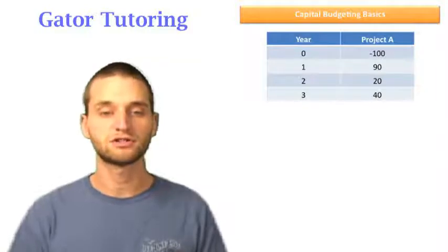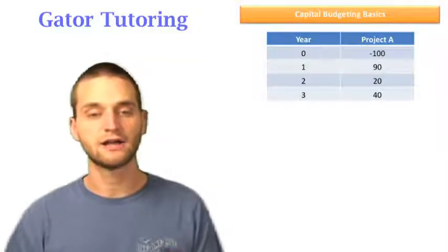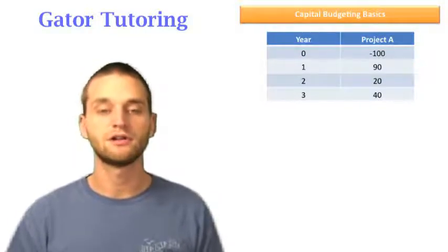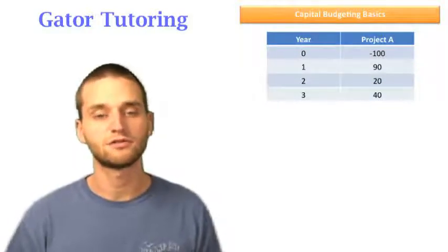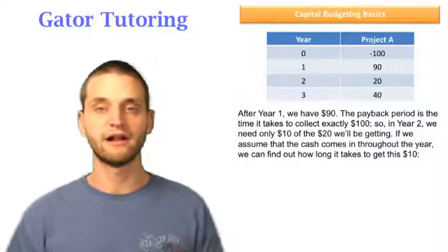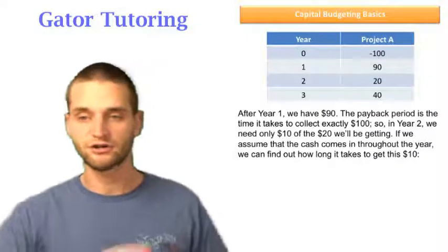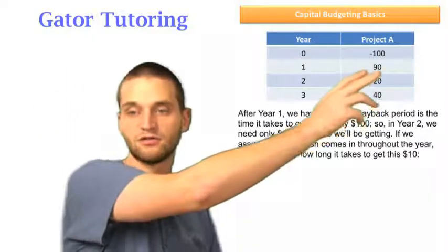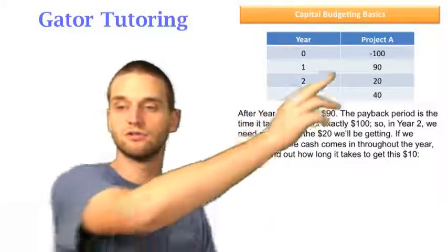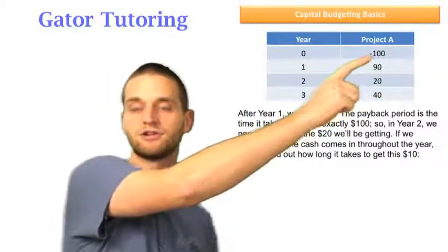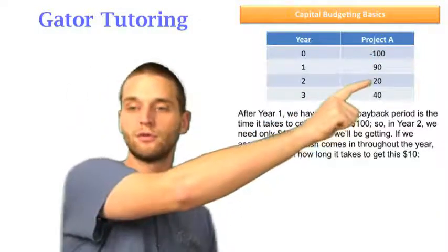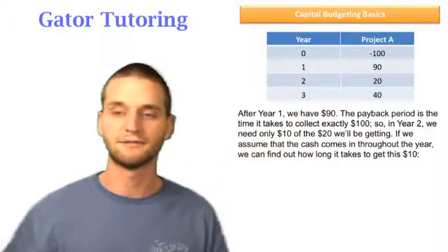So here we see project A, and it has an initial cash investment in year 0 of $100. In year 1 it returns $90, in year 2 $20, and in year 3 it returns $40. After year 1, we have $90 from the $90 cash flow that's generated in year 1. And our payback period, we're trying to find how long it takes to get the initial cash outflow, which was $100. We have 90, we only need 10 more. We can see in year 2 we get 20, but we don't need all 20, we only need 10.